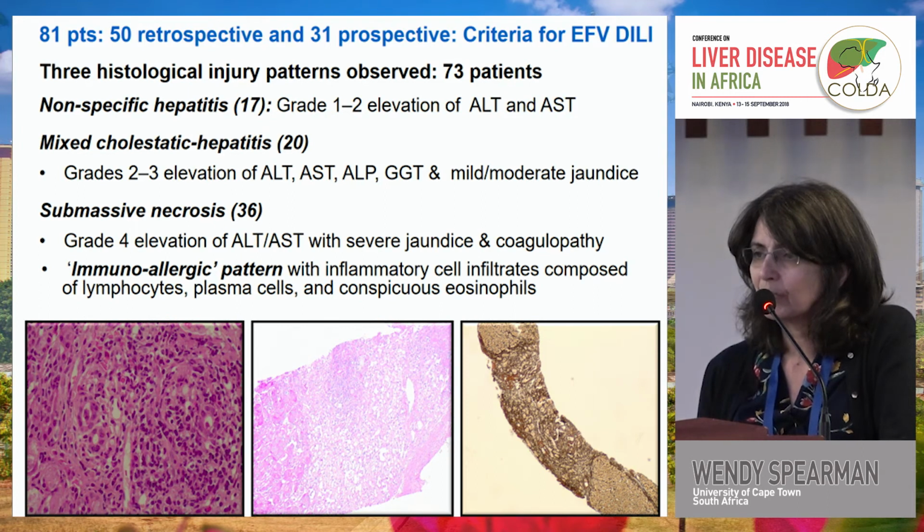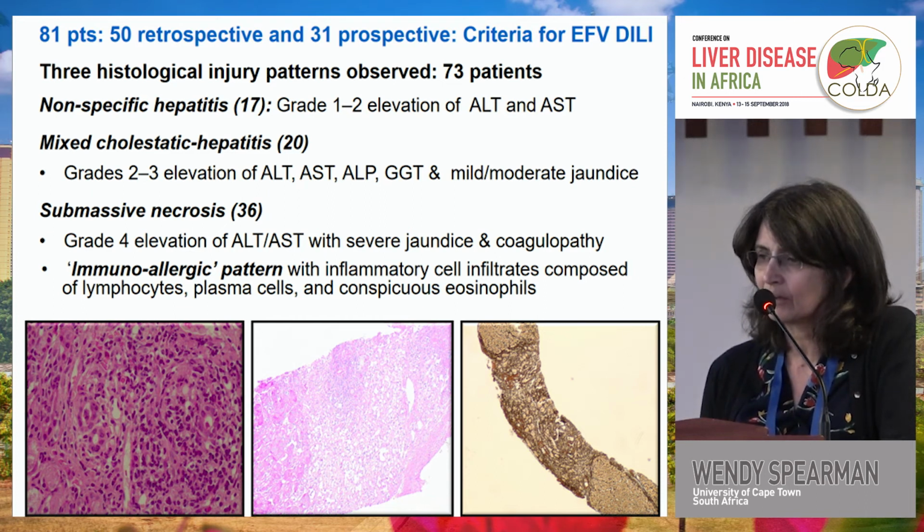So if we look at the three histological patterns, there was non-specific hepatitis, mixed cholestatic hepatitis, and this concerning entity of submassive necrosis, which was associated with grade 4 elevation of transaminases, severe jaundice, and coagulopathy. And this on biopsy had, as you can see in the slides below, an immunologic pattern with inflammatory infiltrates showing lymphocytes, plasma cells, and very conspicuous interface activity, and then marked submassive necrosis with collapse of the liver, and these patients tended to have quite a poor prognosis if they were picked up late.